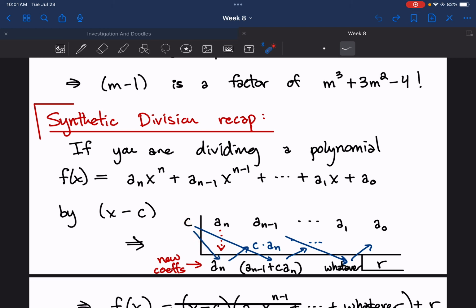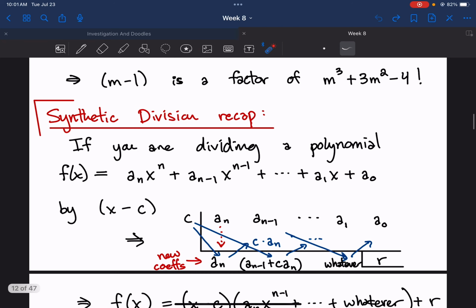Then you multiply c times a_n, and you put that here. So here's the algorithm: you drop down the a_n, and then c times a_n goes here. And then you add these two up, so you get a_{n-1} plus c a_n, that goes here. And then you multiply by c and put that in the next spot. And then you keep going. You keep adding, you get a new number, you multiply c by that number and stick it in the next spot. You just keep ping-ponging along.